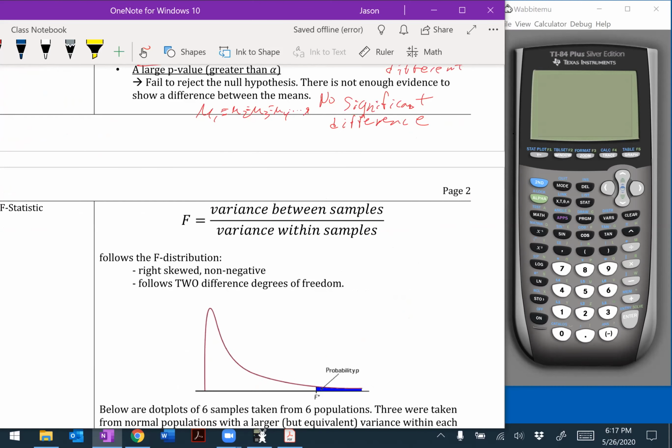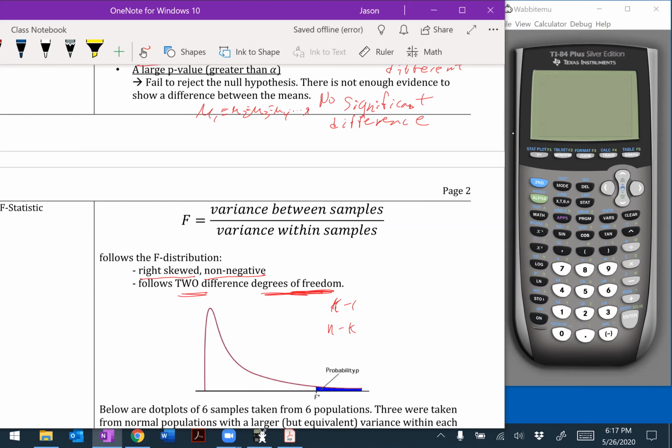Okay, next page. What statistics do we use? Well, we use what's called an F statistic. All you need to know for the F statistic is it's always positive. It's always skewed right. And it follows 2 degrees of freedom. I believe that's k minus 1 and n minus k. We'll get to what the k's mean.